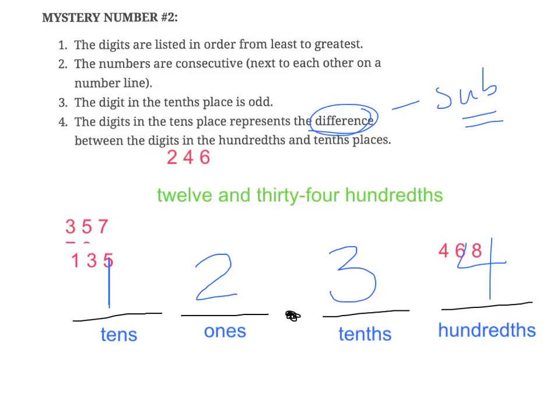I could also read the number as 12 and 34 hundredths. And that's how you'd solve mystery number 2.